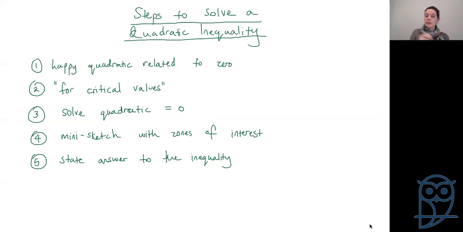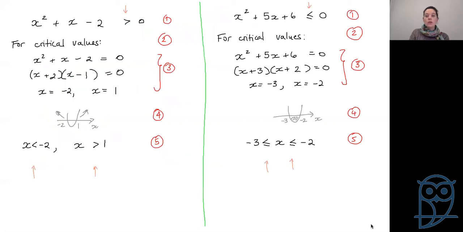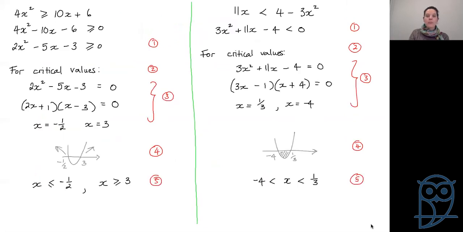We mini sketch and we figure out which zone it is that we want, depending on that original inequality that we're working with. And then we can state our answer to the inequality. So if you're working with a question where you are given that straightforward related to 0, it's cool. You can carry on and you can work through those 5 steps and you can give your final answer. If you're given a more interesting question, or if you bump into this during a longer calculation, then you still got to get to that point of happy quadratic related to 0 first, before you step through your critical values and you work through to your final answer.